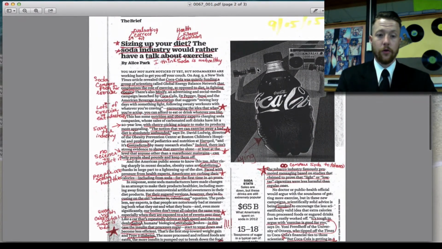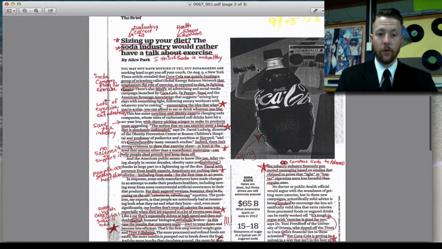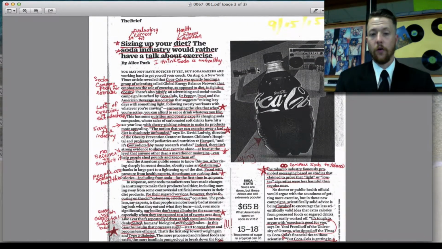So if we take a look through, I'm going to kind of talk you through why I annotated it the way I did. I'm not going to read the whole article, that would belabor the point, but I want to at least give you some glimpse into kind of the mental processes and how you would display this for students.